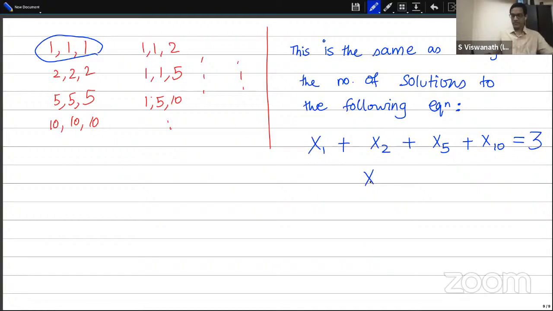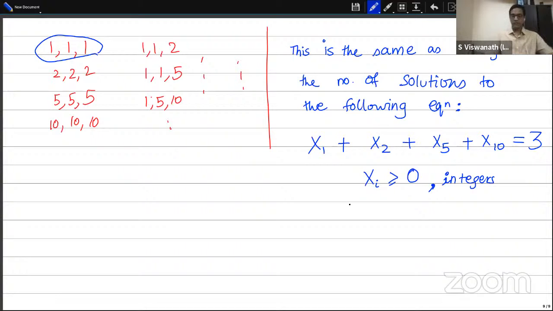Okay, but there are some conditions. All the variables have to be non-negative integers. They have to be integers that are greater than or equal to 0. So I'm looking for the number of non-negative integer solutions to this equation. Okay, wonderful. I hope everyone's convinced that this is just an equivalent formulation of the problem.